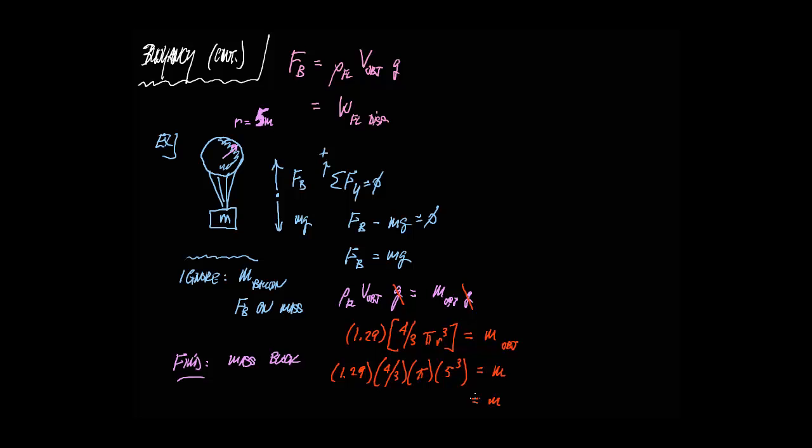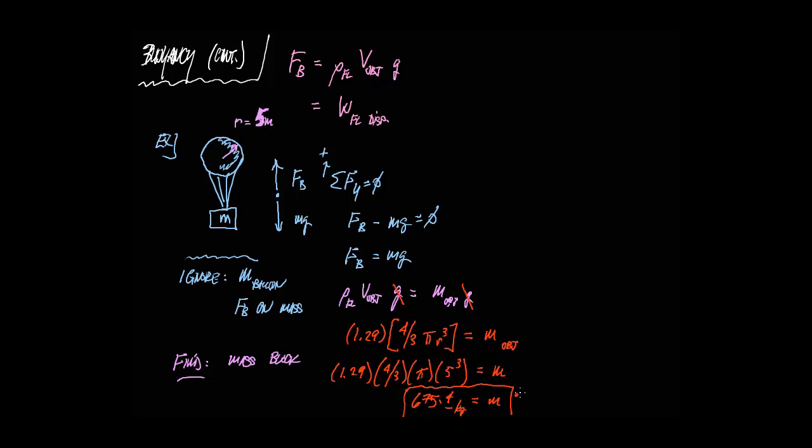So we'll have 1.29 times 4/3 pi r cubed, where r is 5 cubed, and that equals the mass. Let's see if I can calculate that real quickly. 1.29 times 4 divided by 3 times pi times 5 times 5 times 5, which is 125, I believe. That gives 675.4, and that would be in kilograms.